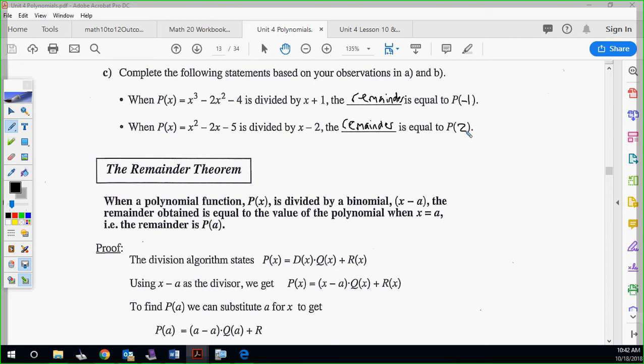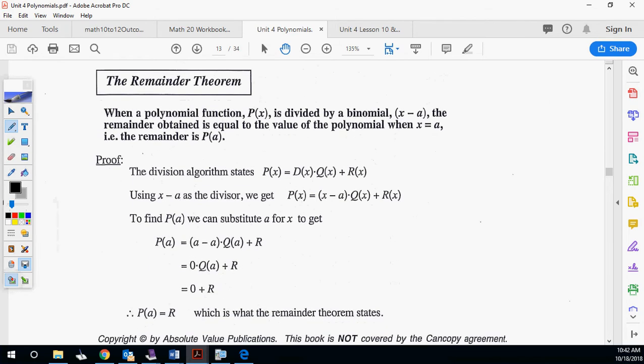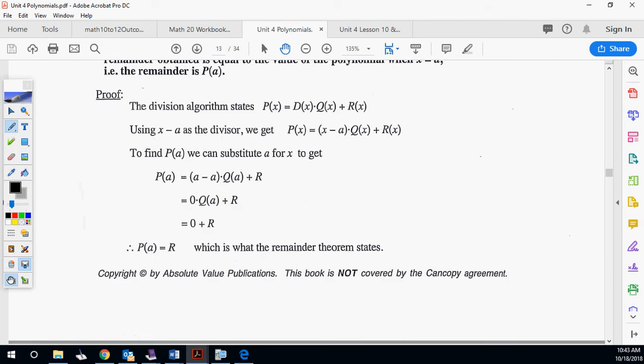So the remainder theorem. First thing we're going to talk about, remainder theorem. When a polynomial function p of x is divided by a polynomial of x minus a, the remainder obtained is equal to the value of the polynomial at x equals a, the remainder of p of a. That's just stating what we just did. Here's the proof of it. But essentially what happens is you're going to get 0 in the quotient. Because remember, I said if it's a 0, then you're going to get 0, right? So if you thought the remainder was 0, 0 plus 0 is 0. Okay, but this is just the proof of it. I think we can just go right to the examples.